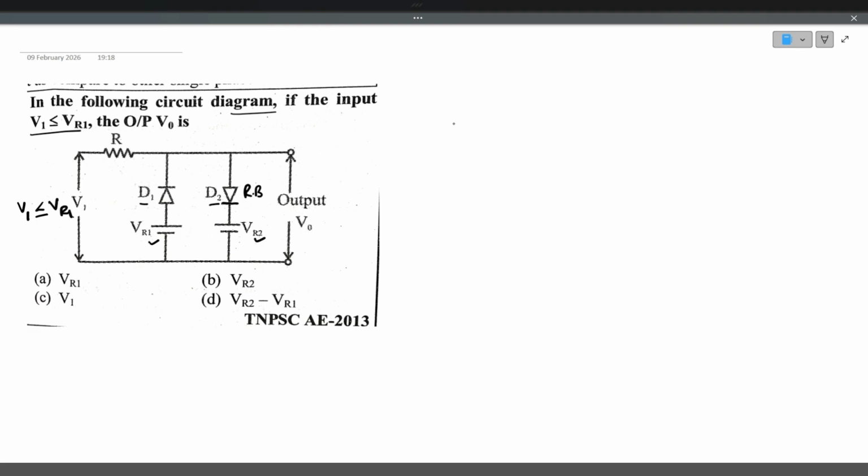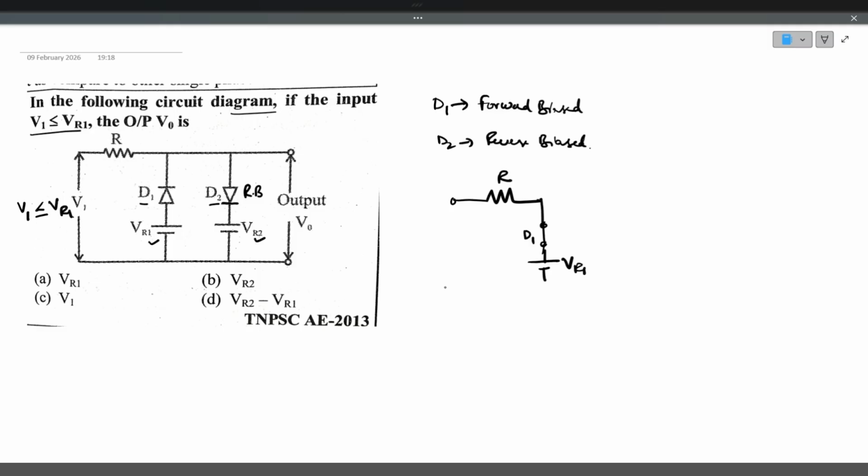Based on the conditions, we can tell that D1 is forward biased, and D2 is reverse biased. It is very clear from the conditions given. So if D1 is forward biased, and if you redraw the circuit, this is the resistance R, D1 acts like a closed switch. This is the reference voltage VR1, and D2 acts like an open switch, and reference voltage VR2.